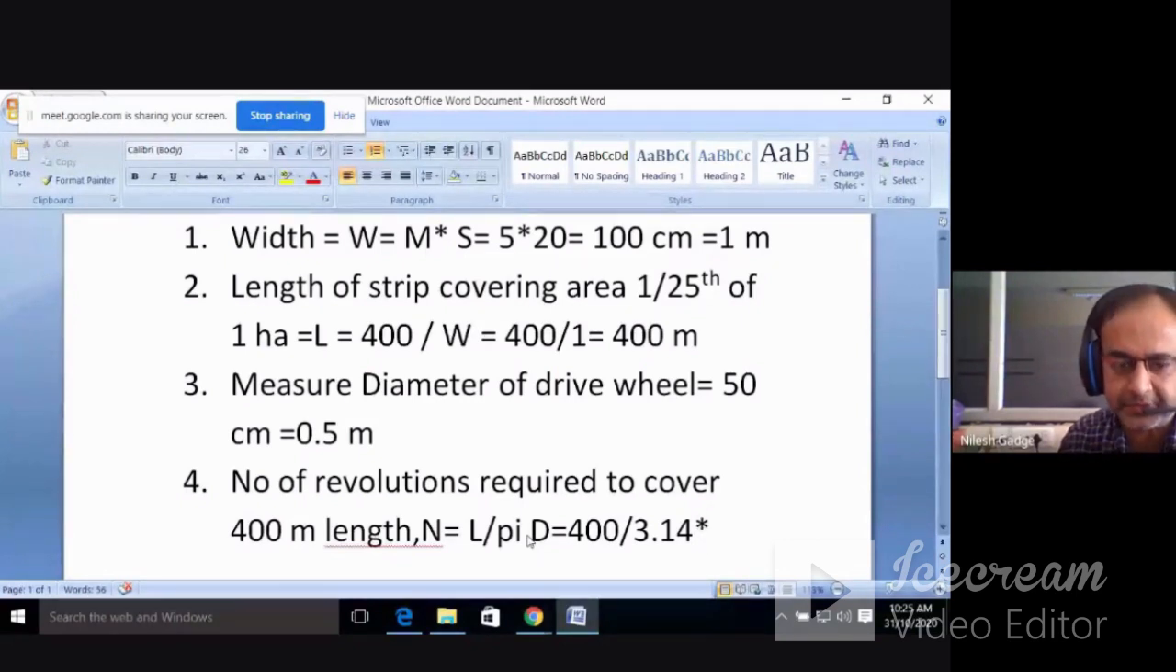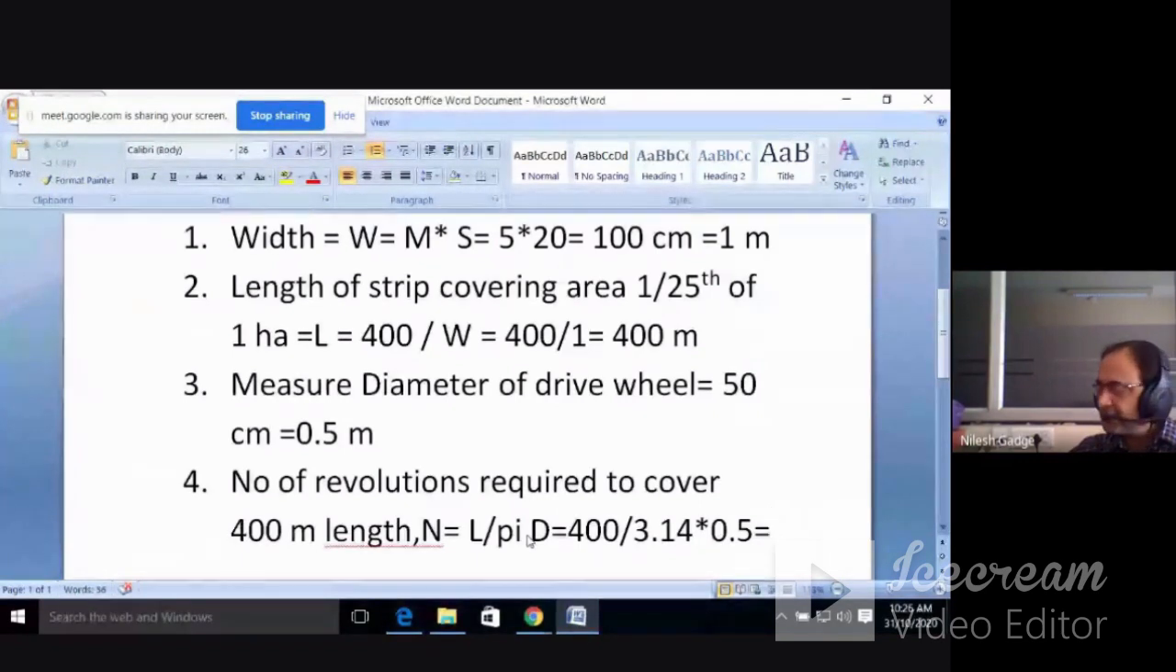Our length is 0.5. I think the D is 0.5. Now do the calculation and tell me the answer. So do this calculation. How does it come? We have to find out the number of revolutions.